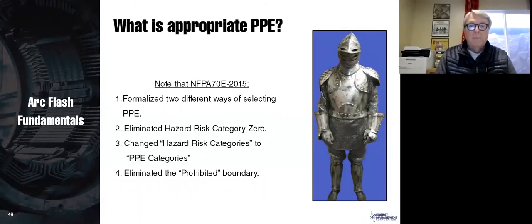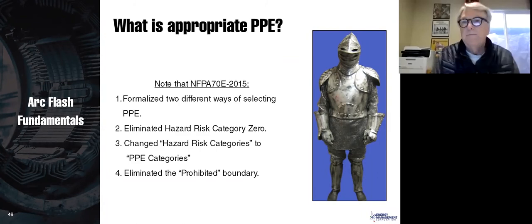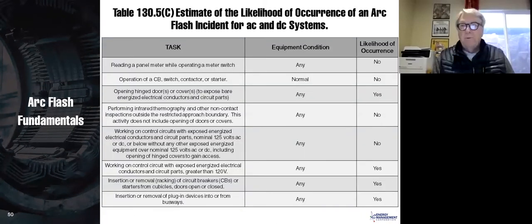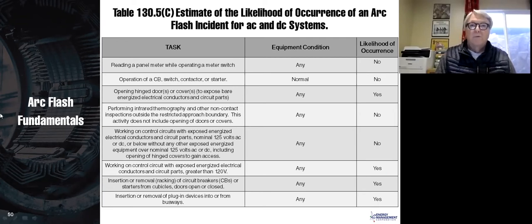Number 4, we eliminated the prohibited boundary. Now, this is important, and I don't have a lot of time to talk about this, but this is called the likelihood of occurrence. And if in the standard, it'll say, if there is a likelihood of occurrence, you need to wear PPE. So if you're going to read a panel meter, is there a likelihood of occurrence?